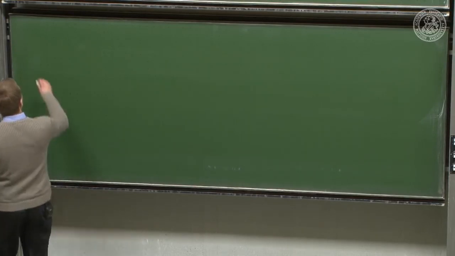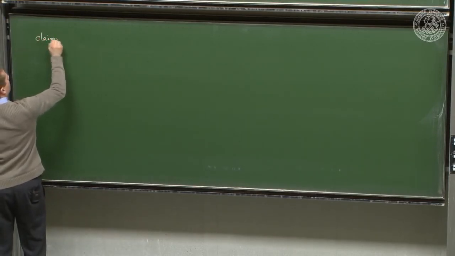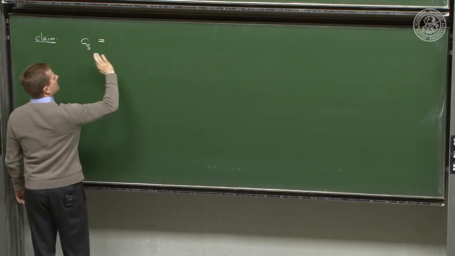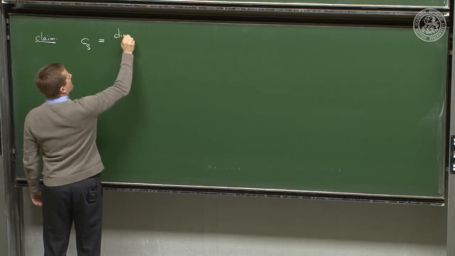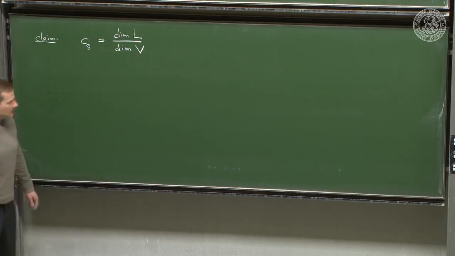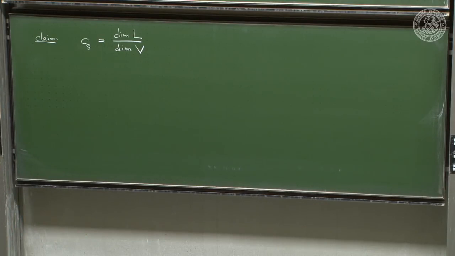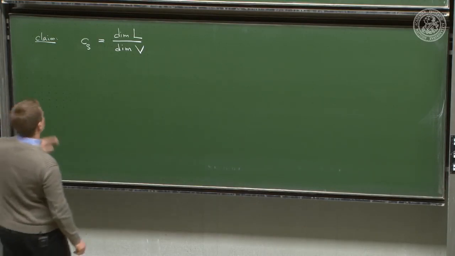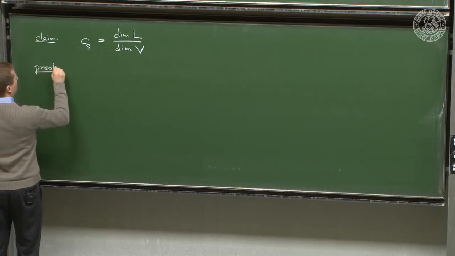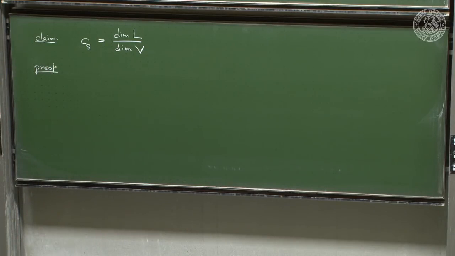Now let us try to show the following claim: that this number C rho is always given in the irreducible case by the dimension of the Lie algebra divided by the dimension of the representation space. Okay, so if you ask, okay, let's try to show this. So proof. Let's see how this can be done.